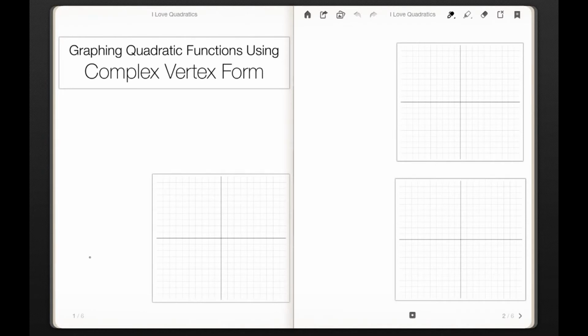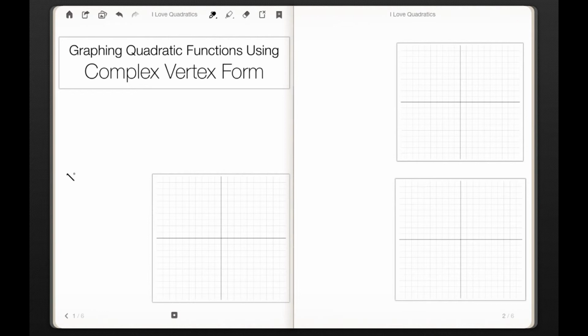Alright, let's continue with graphing quadratics here. So you see I'm trying out some new pre-prepared computer graphics here. We'll see how that works. Hopefully it'll make things a little neater.